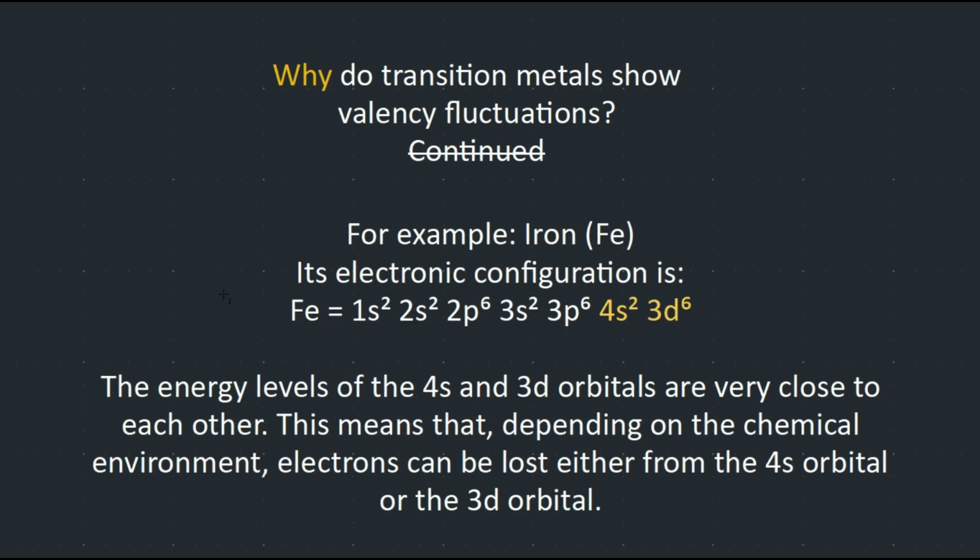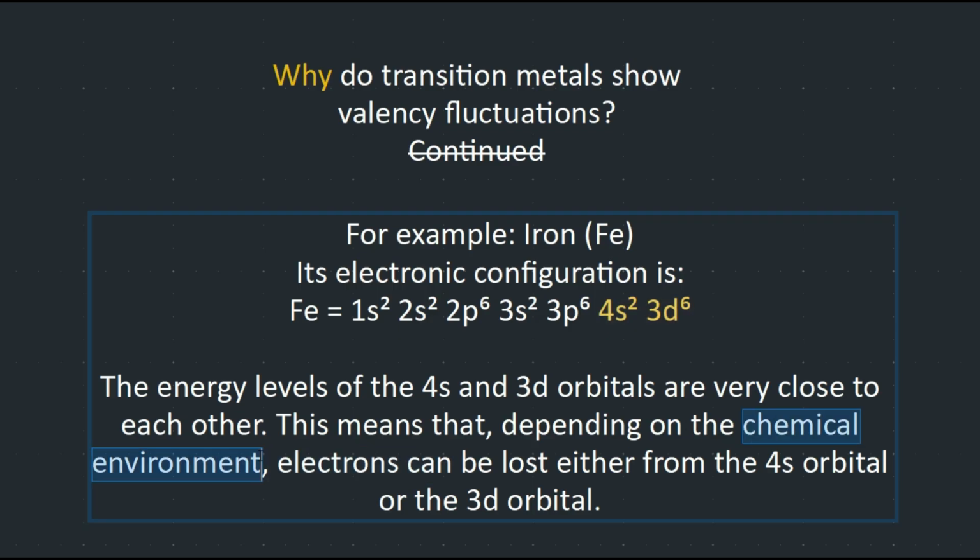For example, iron, the electronic configuration of that is 1s2, 2s2, 2p6, so on and so forth, 4s2 and 3d6. This is where that point comes into the picture. The energy gap between 4s and 3d is very close. They are very close, and so the gap is very small. This means that depending on what kind of chemical reaction is happening, and I'm using the phrase chemical environment, electrons can be lost either from the 4s orbital, if not the 3d orbital. So all of this fluctuation happens.